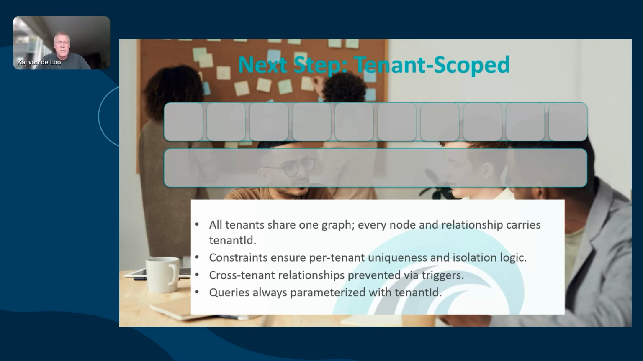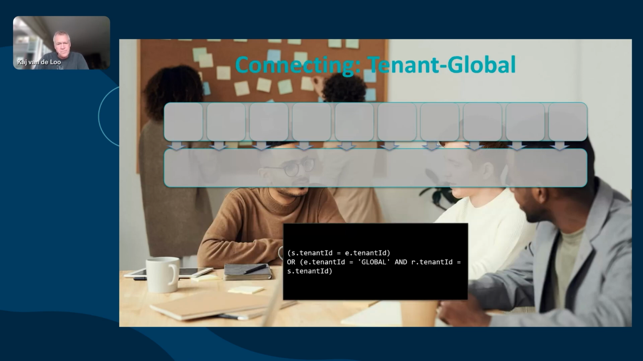It forced us to do a little bit of work for the logic to isolate these tenants. We built some, or used some, triggers to make sure that cross-tenant traversing is not possible. And all our queries always get parameterized with the tenant ID to make things tenant specific.